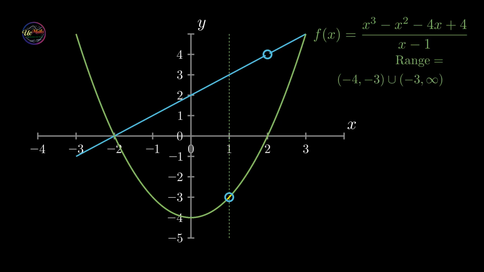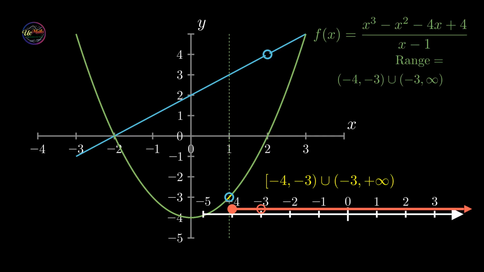For f of x equals x cubed minus x squared minus 4x plus 4, divided by x minus 1. The numerator factors as x minus 1 times x minus 2 times x plus 2. The factor x minus 1 cancels with the denominator. So the function simplifies to x squared minus 4, with the condition that x is not equal to 1. This means the graph is a parabola with a removable hole at the point where x equals 1.